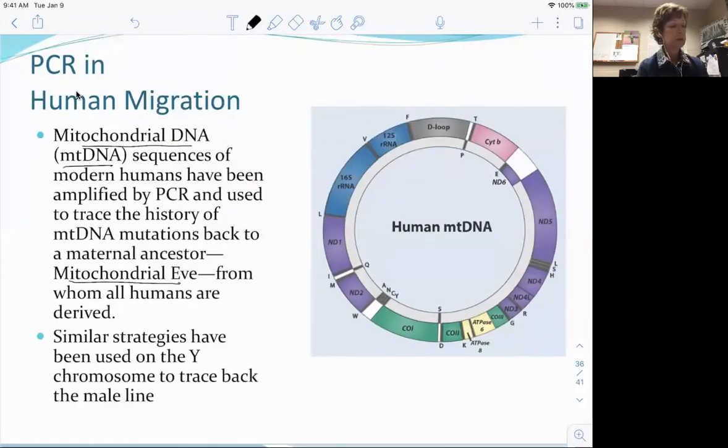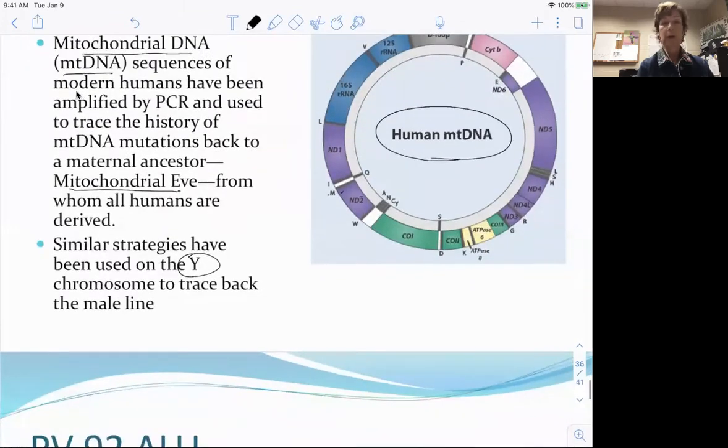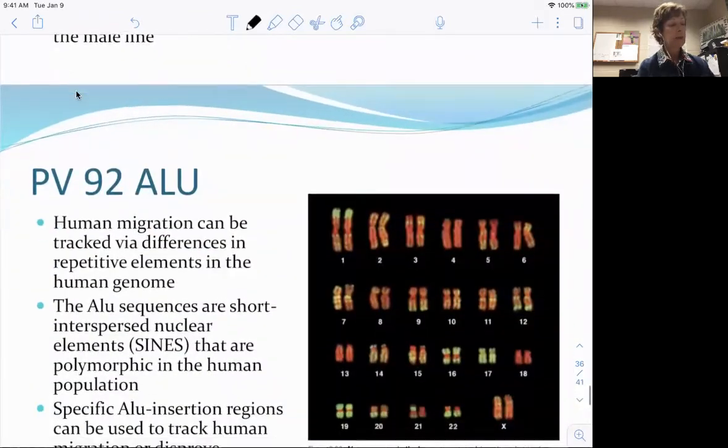And you can do the same strategy with the Y chromosome because boys always inherit their Y chromosome from their dad. So you can look at that lineage and those sequences. So that's another way to apply this. You can look for specific markers within one type of DNA and track that through different populations.